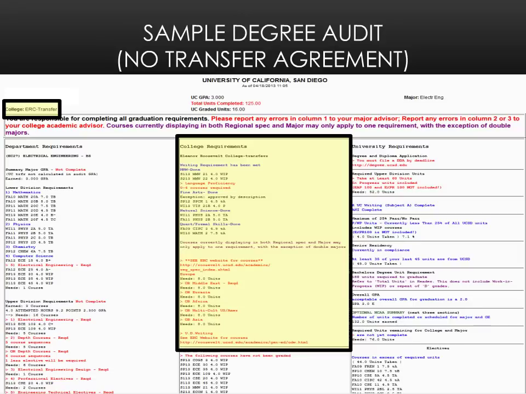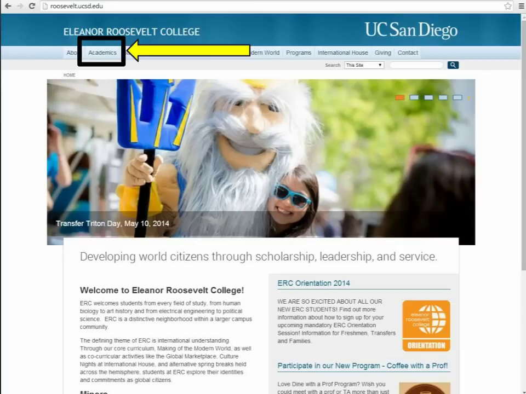If you believe you are IGETC or partial IGETC certified, have UC reciprocity, or are GE certified, and your audit looks like this, check to make sure your certification was sent appropriately. You can always refer to the ERC website for a complete list of GEs and requirements. Go to roosevelt.ucsd.edu and click on the Academic tab to access the list of GEs.